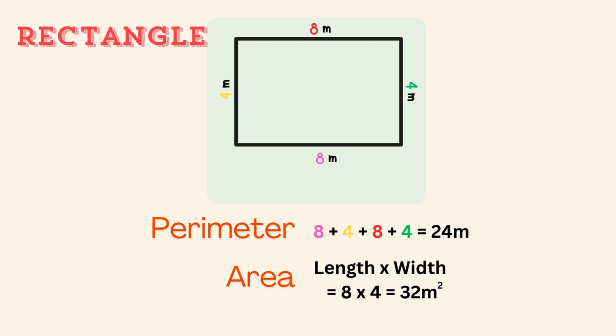A rectangle. The perimeter is you're walking around the outside of the shape. We've got 8 plus 4 plus 8 plus 4 equals 24 metres. The area is the same. We are timesing the length by the width. We're timesing 8 by 4 to work out the inside of the shape, which is the area. 8 times 4 is 32 metres squared.